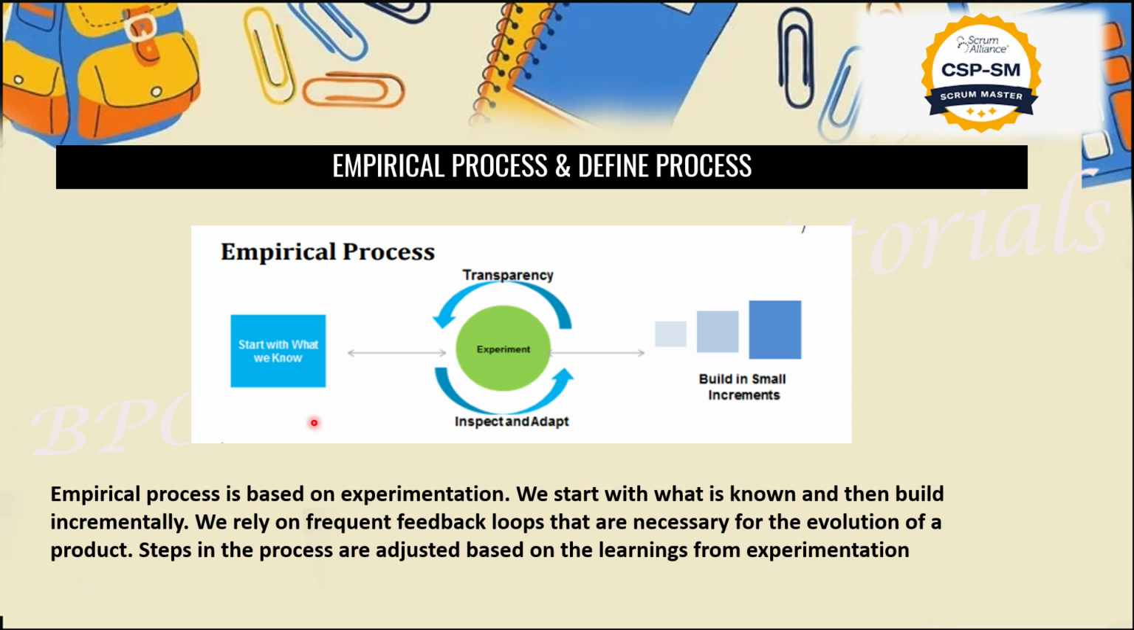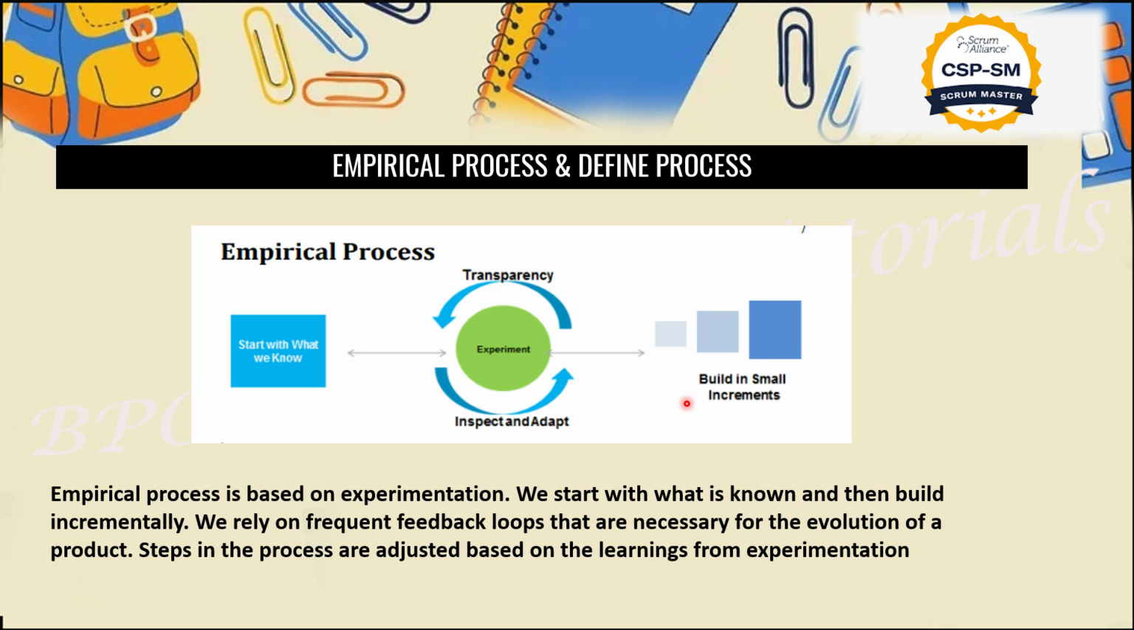Let's go with this diagram so that you will understand the process more easily. In the empirical process, we start with whatever we have or whatever we know. For example, we received a project and in that project we received a blueprint. Whatever we got to know from that blueprint, we started that particular product. We did some experiments, we have transparency, we inspect and adapt to the challenges we have observed. We did all these steps and we built this small increment.